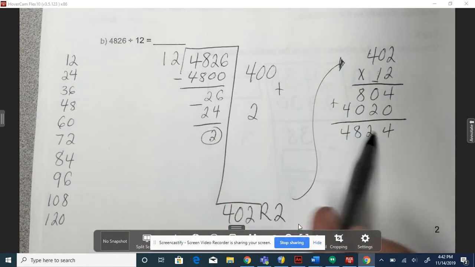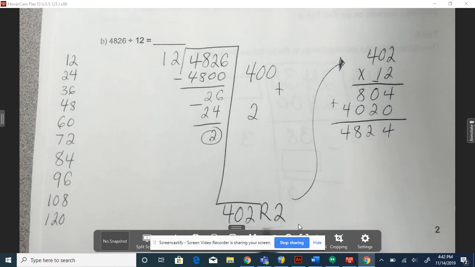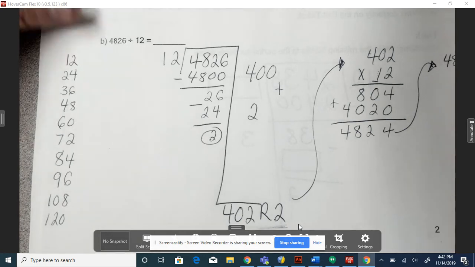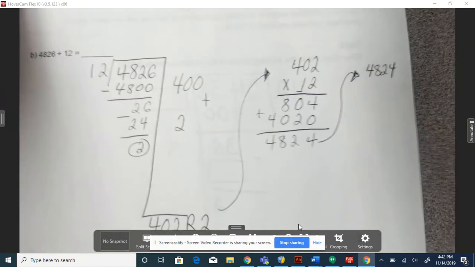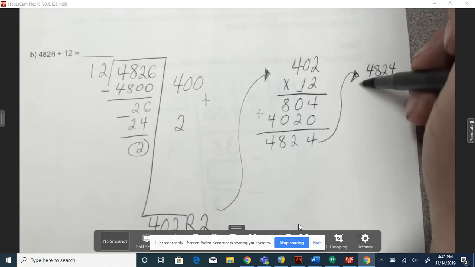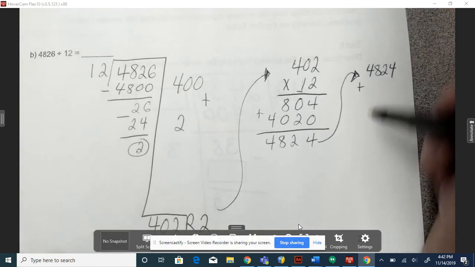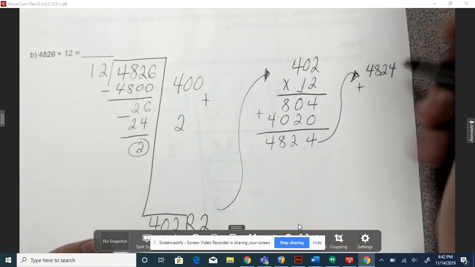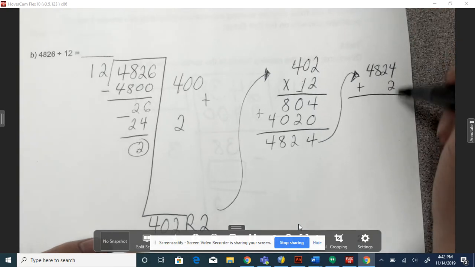Close, but we're still 2 away. Oh, that's right. We had a remainder of 2, so we need to add that 2 back into our answer. So we have 4,824, and I'm just now realizing you can't see that. Sorry. And now we're going to add the 2 from the remainder down here. We're going to add that in to see if we get our starting number.